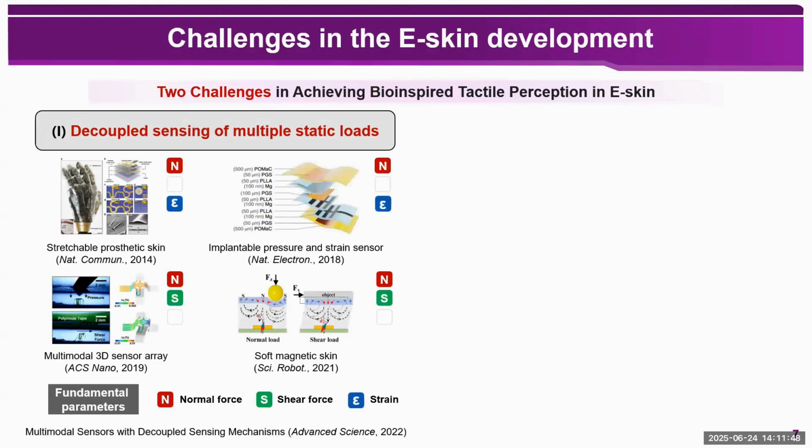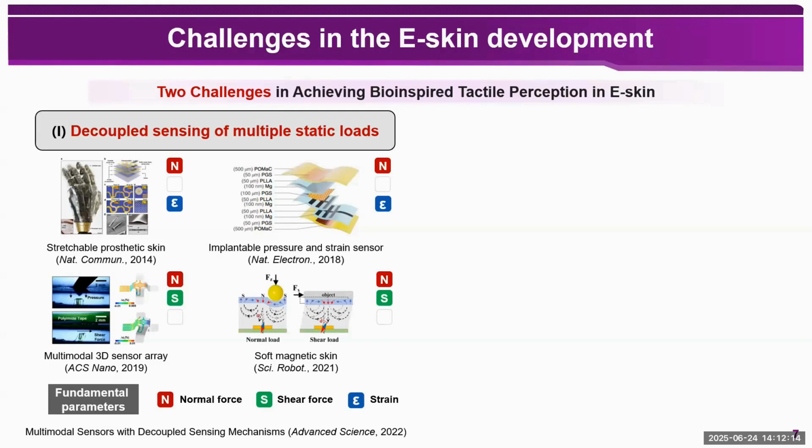For example, when you touch an object, there will be normal force induced by the touch, which corresponds to the pressure. There will also be shear force, which corresponds to the frictional force, and also it will induce the skin deformation. So when all of those three different parameters come into play, it becomes very difficult for the device to discriminate and to measure simultaneously.